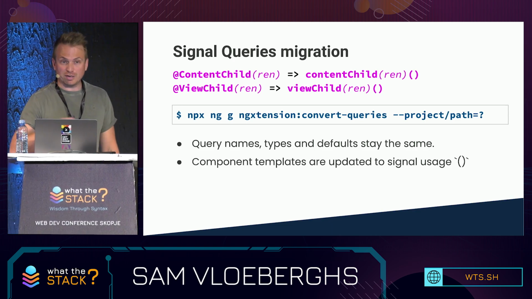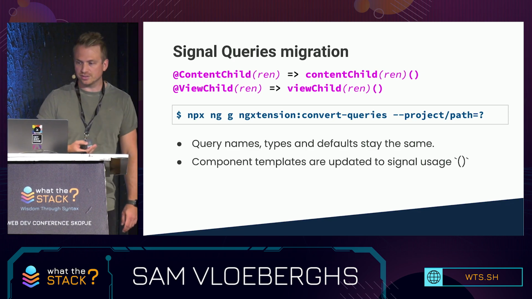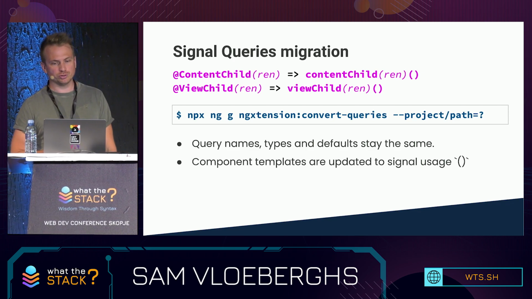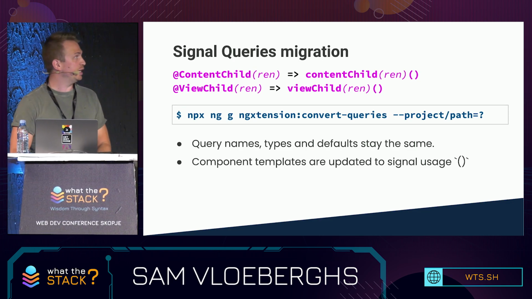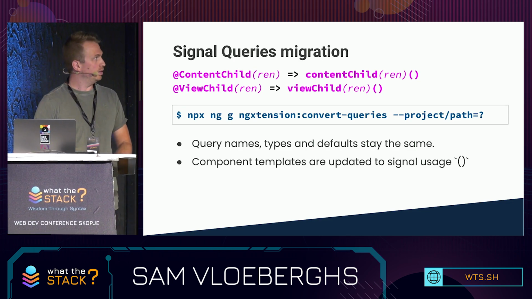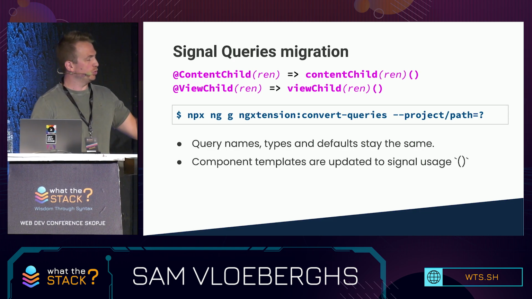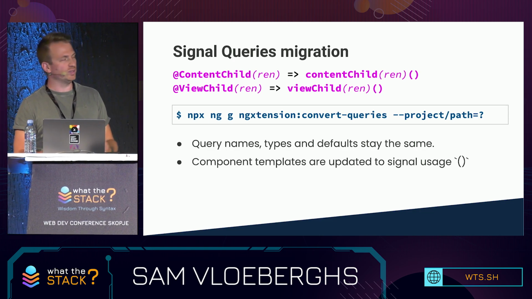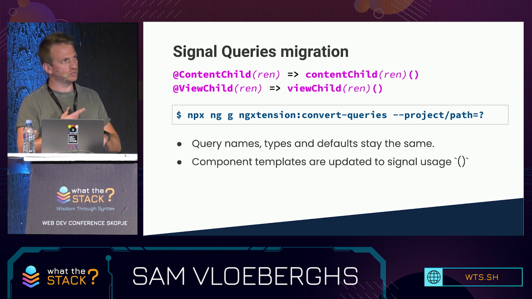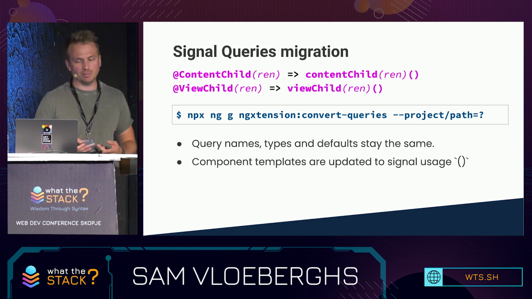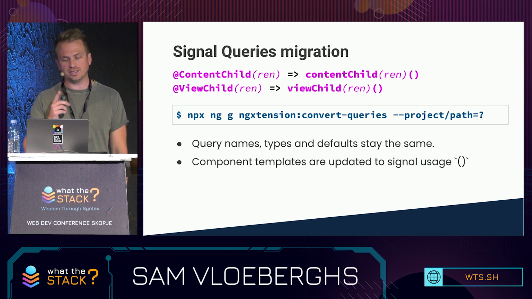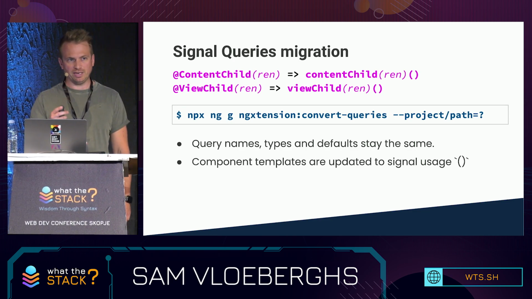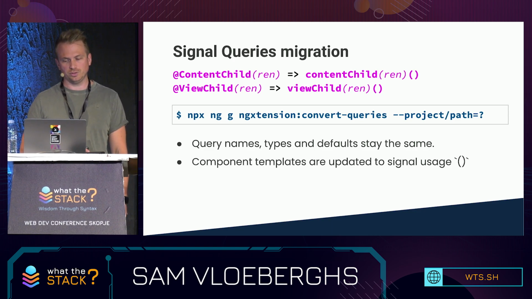Then, to create a more unified experience with signals, Angular 17 also introduced signal-based queries, replacing the old decorator-based approach. And the same applies here. Query names, types, and defaults stay the same. And the last point basically applies to everything, to outputs, inputs, and queries: component templates will also be updated. Again, setters are also not updated automatically, so you will need to check those. If you have any queries that use setters, you need to do that manually.